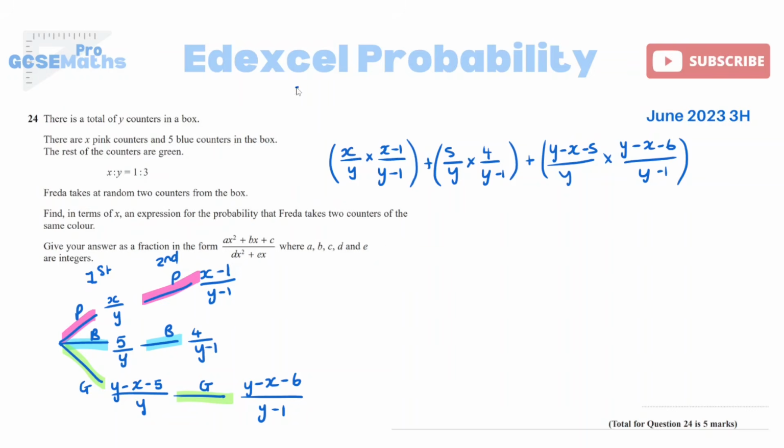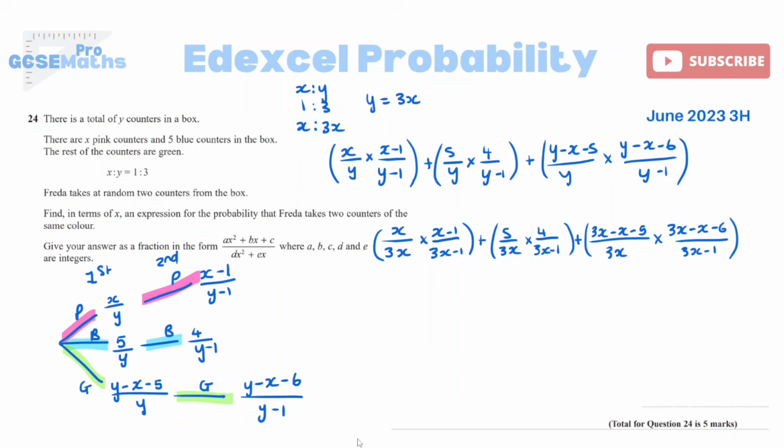So let's look at this. X to y is 1 to 3. So therefore, if I put this x here, I want the other side in terms of x as well. If it's 1 to 3, then I just have to multiply x by 3. So do you see how that's telling me that y, or the total counters in the box, is equal to 3x, 3 times the pink? So wherever it says y, we can put 3x. So you can see I've replaced all of the y's with 3x instead. Now everything is in terms of x.